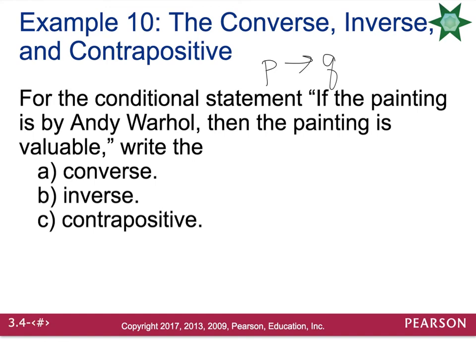So remember, your converse, all that happens in the converse is the P and the Q switch positions. If Q, then P. So you would read that as, if the painting is valuable, then it is by Andy Warhol. And that would be the converse. The inverse, the P and the Q stay in the same order they were in, but they are both negated. So in this sentence, it would say, if the painting is not by Andy Warhol, then the painting is not valuable. The contrapositive does both. The P and the Q switch orders, and they are both negated. Okay, so if the painting is not valuable, then the painting is not by Andy Warhol.